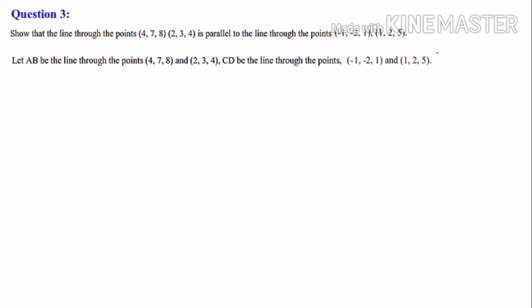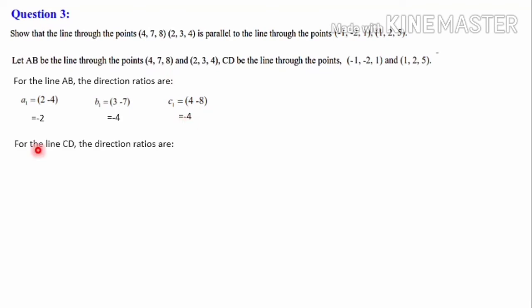We know how to find the direction ratios using two points. For the line AB, the direction ratios are A1 equal to x2 minus x1, that is 2 minus 4, which is minus 2. Then B1 is 3 minus 7, which is minus 4. Here we take A1, B1, C1 and A2, B2, C2 because there are two lines. Next, C1 is z2 minus z1, that is 4 minus 8, which is minus 4.